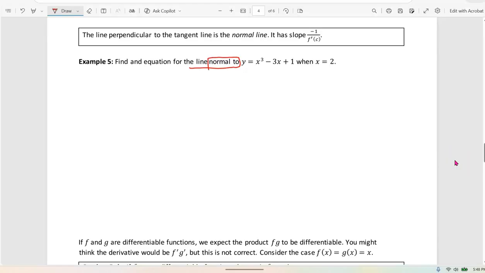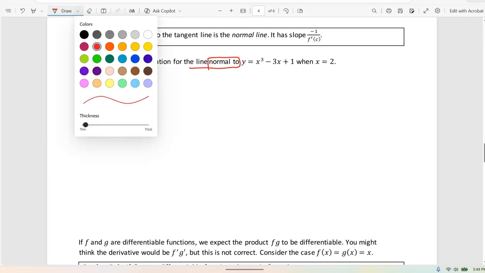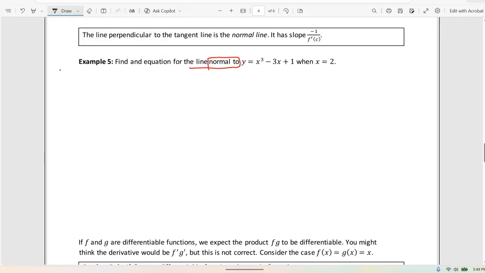Okay, so let's look at the question. Our question said, find the equation of the line normal to this function when x is 2. So the first step would be to find the slope of the tangent. That means you need to first find the derivative of the function. The function is x cubed minus 3x plus 1. The derivative would be 3x squared for the x cubed. Derivative of 3x would be 3. Derivative of 1 would be 0. We do not need to write that.